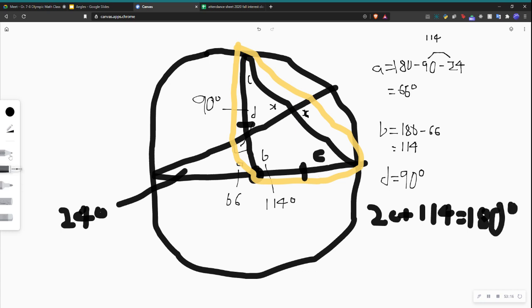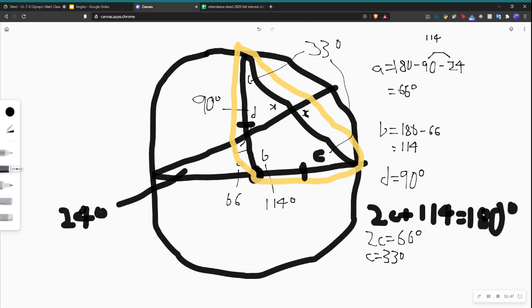Switch back to the smaller pen. So I have 2C equal to 180 minus 114. It should give you 66. C would be equal to 33 degrees. All right. So this is 33, and this is also 33.